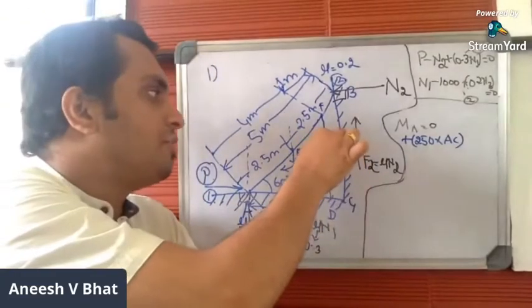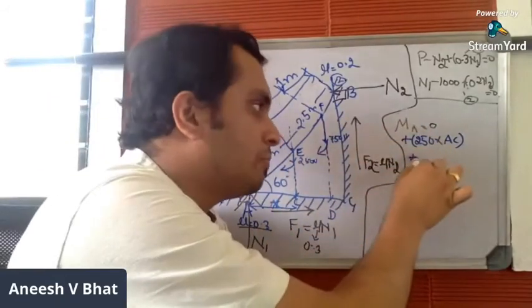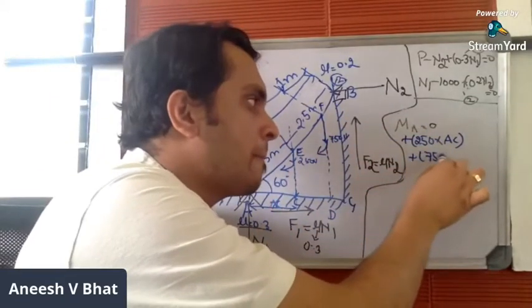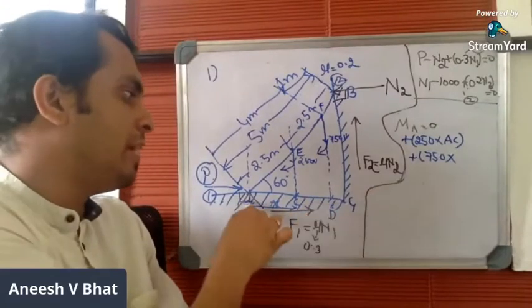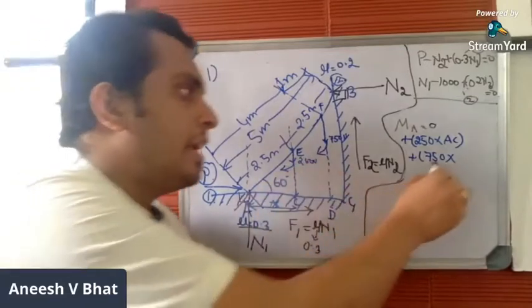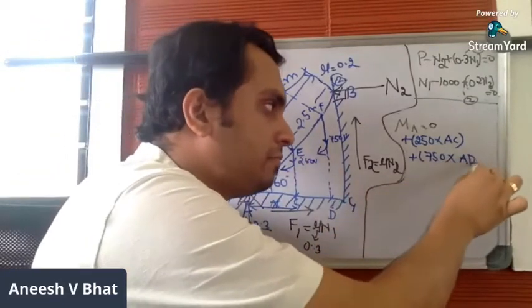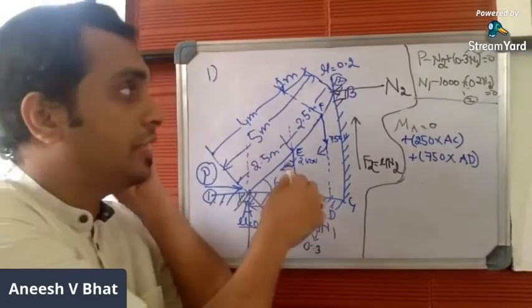Check whether this force of magnitude 750 newtons produces clockwise or anti-clockwise moment. It's again clockwise, so plus 750 into AD. This is the line of action, this is point A, so the perpendicular distance will be AD. Done. Now, we are done with these two forces.